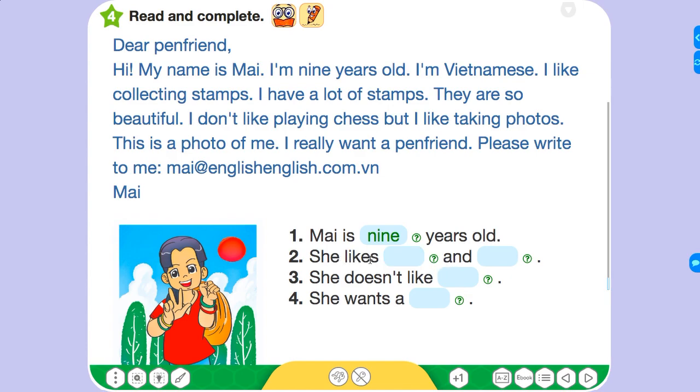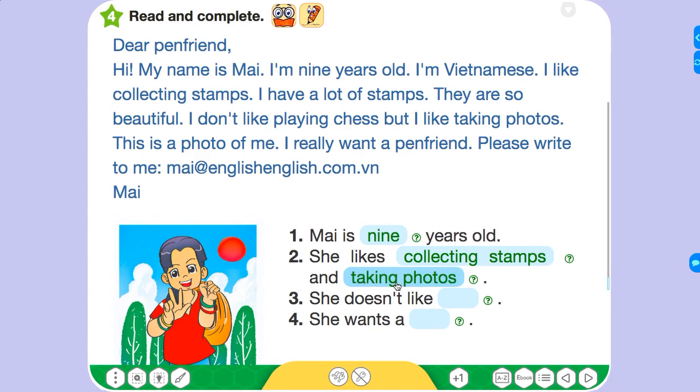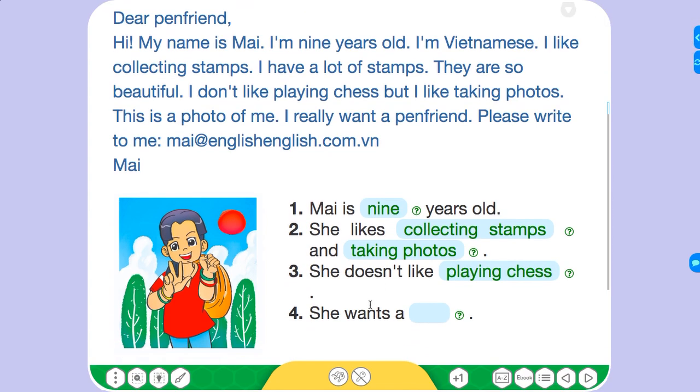Number two, she likes blank and blank. We continue with line number one and line number two. I like collecting stamps. I have a lot of stamps. They are so beautiful. I don't like playing chess, but I like taking photos. So this means that she likes collecting stamps and taking photos. All right, number three. She doesn't like blank. In line number three, I don't like playing chess. So she doesn't like playing chess. And number four, she wants a blank. I really want a pen friend. So she wants a pen friend.